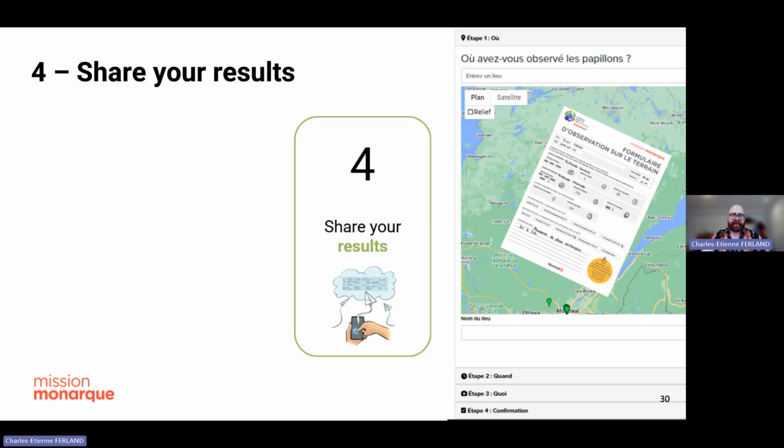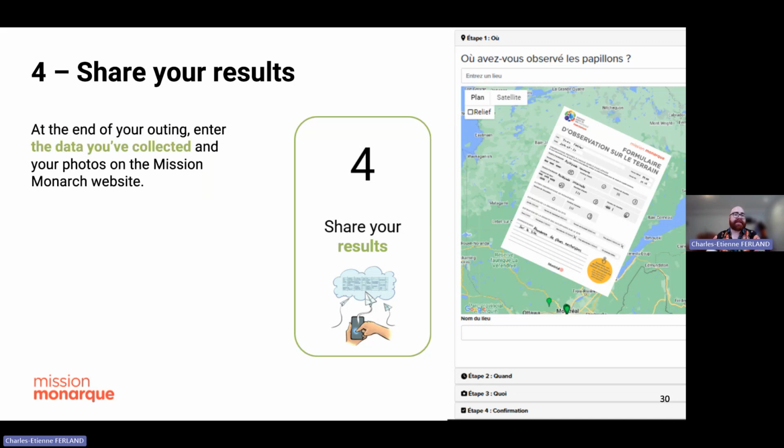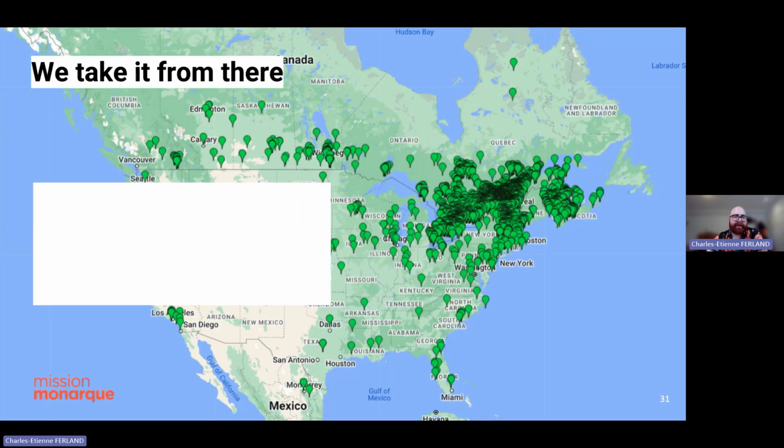Step number 4 already. It's time to share your results. At the end of your outing, we invite you to enter the data that you've collected and your photos on the Mission Monarch website. If you do not already have an account, this implies creating an account so that you can log all of your observations. And congrats, it's already done. You are now ready for your next mission.